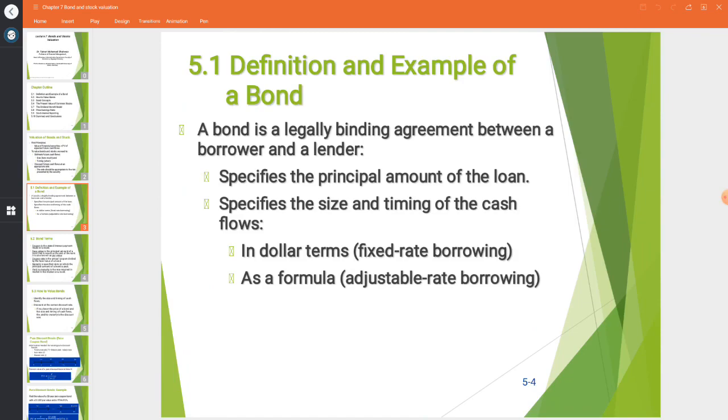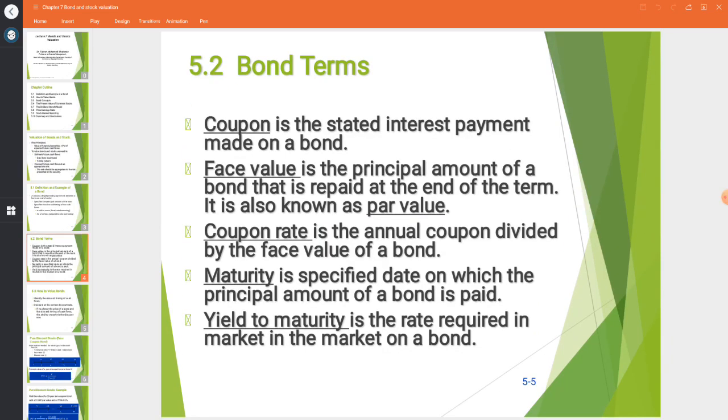This appropriate discount rate could be at a fixed rate, so we could say this is fixed rate borrowing, or this rate is not fixed, but it will be adjusted from time to time, and this will be known as adjustable rate borrowing. When we are explaining bond, you must be aware of the following terms related to bond.